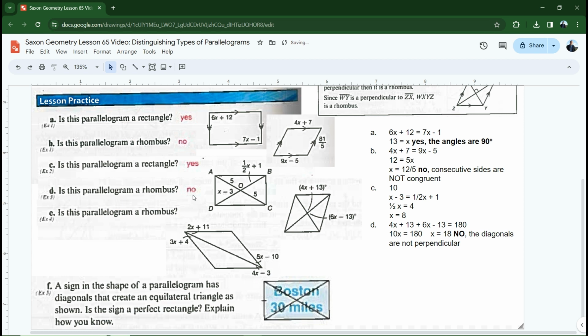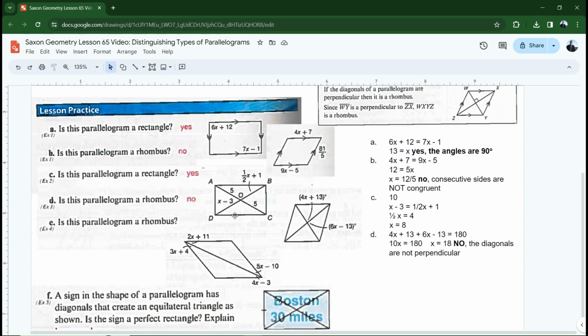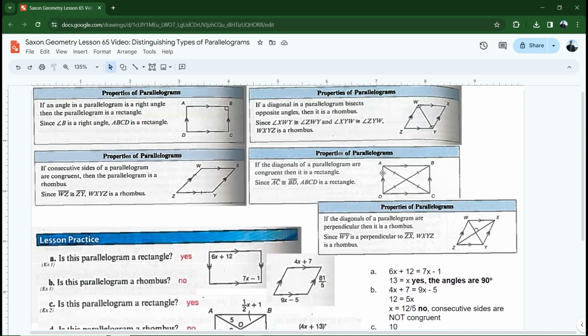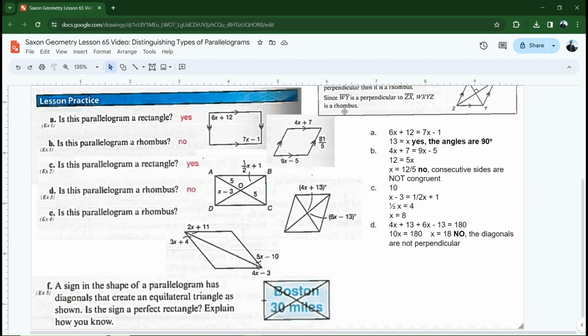Here it is. Is this parallelogram a rhombus? I have a feeling that this is going to have to do with our last property of parallelograms that we haven't used yet up here. If a diagonal in a parallelogram bisects opposite angles, then it is a rhombus. So we have to check and see whether this is equal to this and this is equal to this.